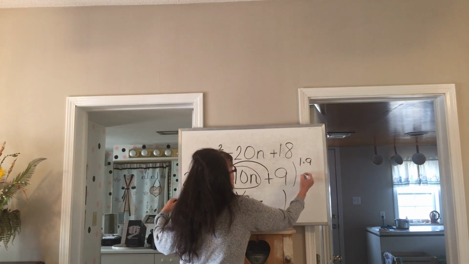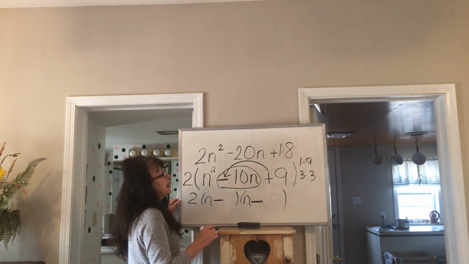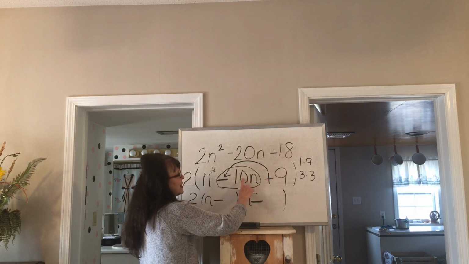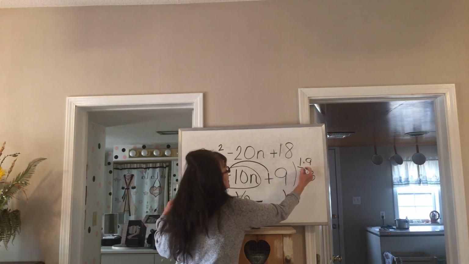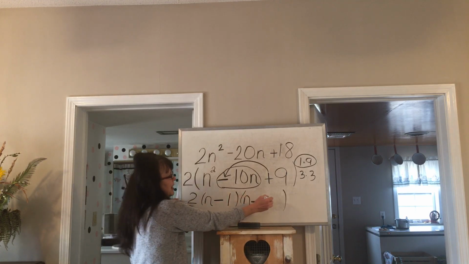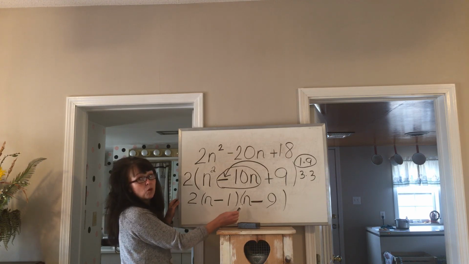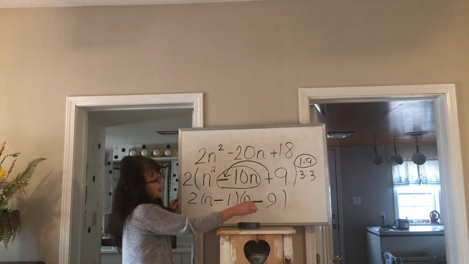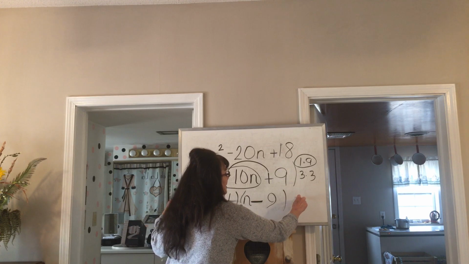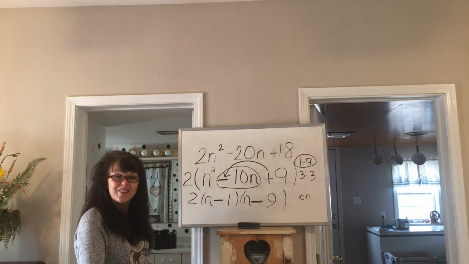1 times 9, 3 times 3. Two numbers that when you multiply them give you 9, but when you add them, it gives you 10. And you can see that you need that 1 times 9. So you put the 1 here and the 9 here. Now let's check it. On the inside, negative 1n. On the outside, negative 9n. That adds to give me negative 10n. That matches the middle. Very good.